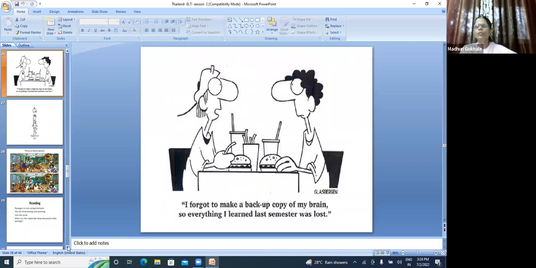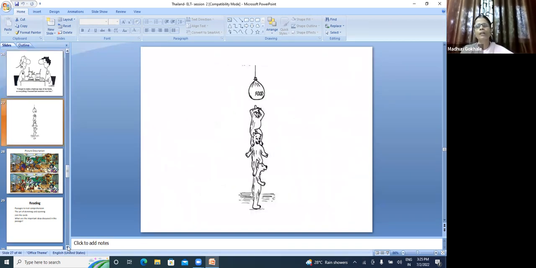You can also show them certain cartoons and initiate a discussion. For example, he's saying, I forgot to make a backup copy of my brain, so everything I learned last semester was lost. So you can show them a cartoon and you can give them a topic for group discussion, something like, is today's education good? Are we able to remember things that our teachers teach us? That kind of discussion can be initiated.